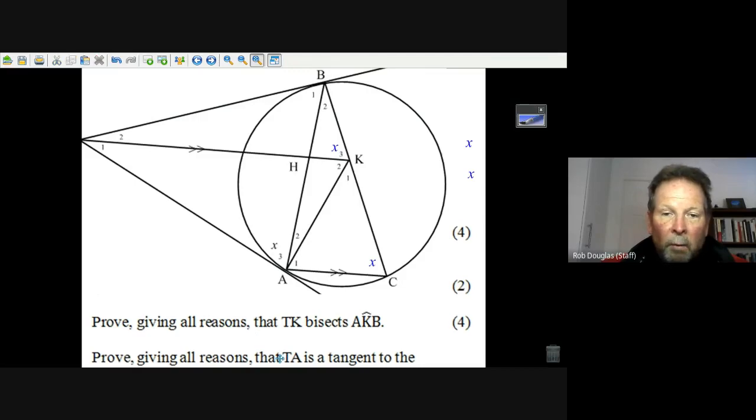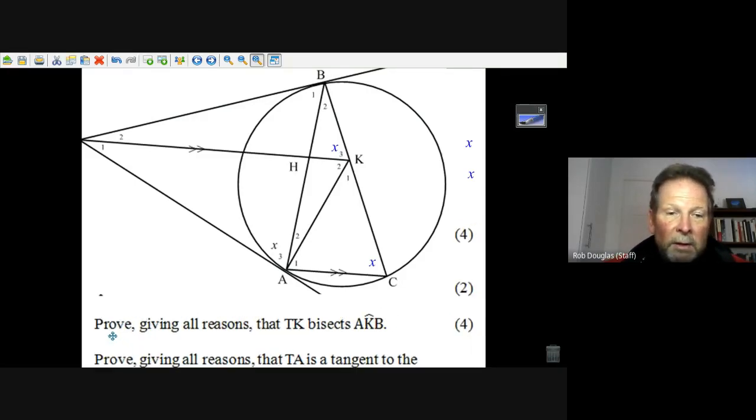Okay, we're going to do the next part here. The next question is, prove, giving all reasons, that TK, that's T out there, TK bisects this angle AKB. So bisects means that these two angles would be exactly the same. You could cut them in half, so that this line cuts them in half. They're really asking us to prove that K2 is equal to X.